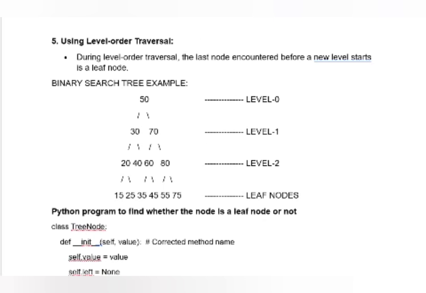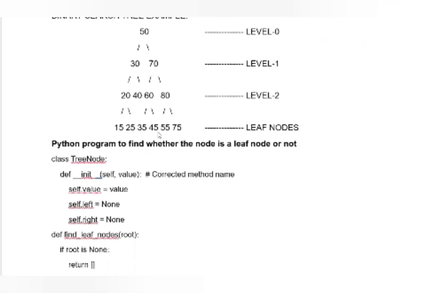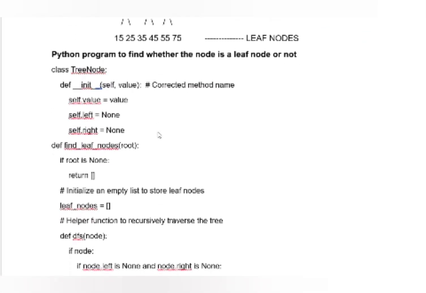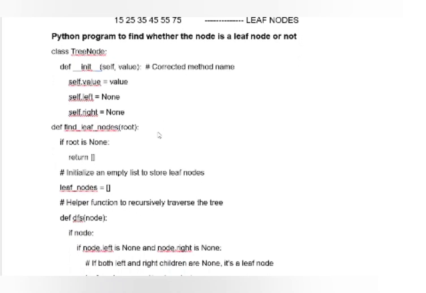As I said, 15, 25, 35, 45, 55, 75 are leaf nodes. Now we consider a program to find whether a node is a leaf node or not.